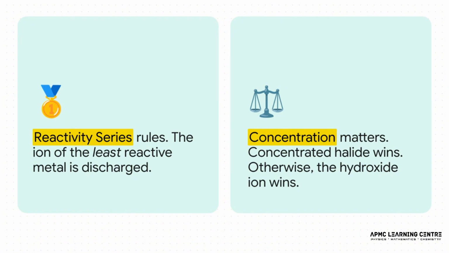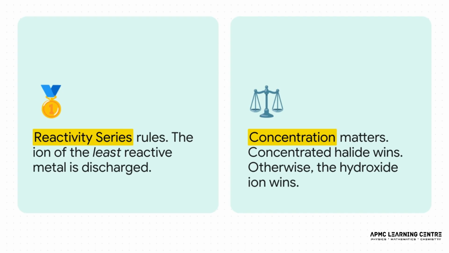Okay, so here are the 2 fundamental rules of the game. First, let's look at the cations heading to the negative cathode. This is a battle of reactivity. The rule is simple. The ion of the least reactive metal gets discharged. It's basically an energy game. The easiest one to turn back into an atom wins.